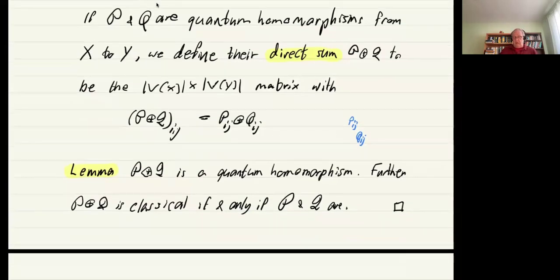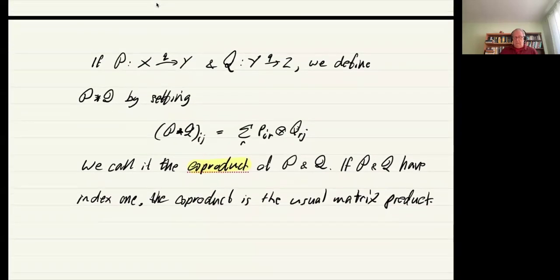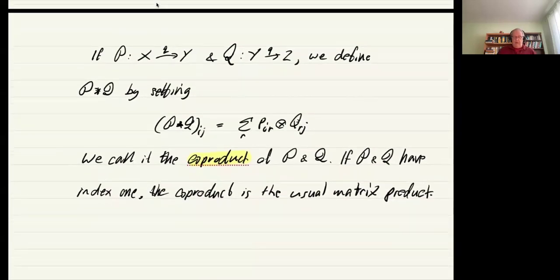Now, this turns out to be quite useful, but I'll come back to that. The other operation we have, well, we have quantum homomorphisms. Now, certainly with graph homomorphisms, we can compose them.